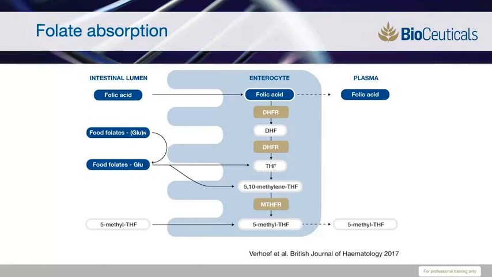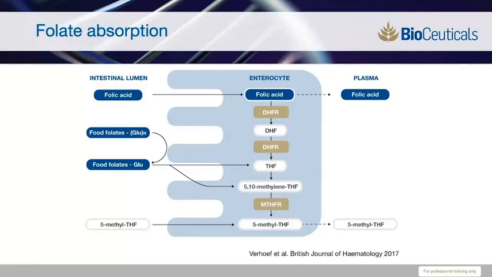So starting at the top, folic acid can be transported across that cell membrane, so it can be absorbed because it's in the monoglutamate form, but it needs to go through the enzymes dihydrofolate reductase, forming dihydrofolate, then through that same enzyme again to form the tetrahydrofolate. Then it can be used in that methylation cycle.